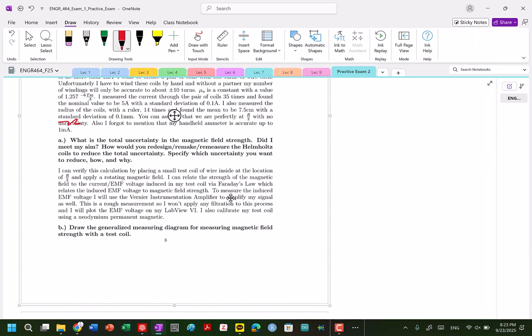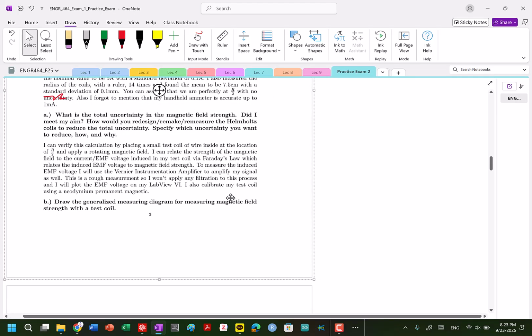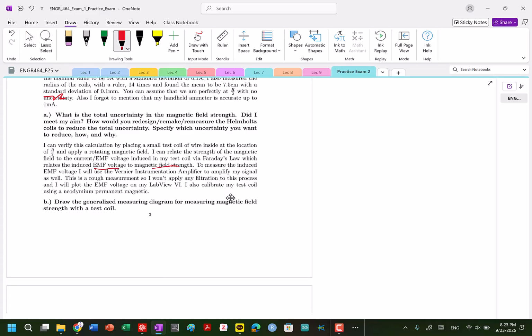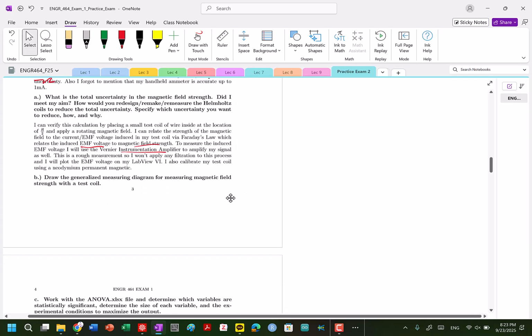I can verify the calculation by placing a small test coil wire at the location of R over 2. I apply a rotating magnetic field, and I can relate the strength of the magnetic field to the EMF, the voltage induced by Faraday's law. This relates EMF voltage to the magnetic field strength to measure. I'm going to use the instrumentation amplifier to amplify my signal as well. It's a rough measurement, so I won't apply any filtration. Plot the EMF as a function of voltage on my LabVIEW VI. Calibrate my test coil with a permanent neodymium magnet. So draw this generalized measurement diagram for measuring the magnetic field strength with a test coil.